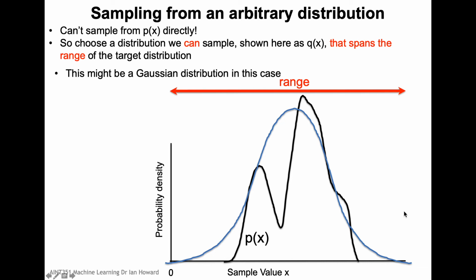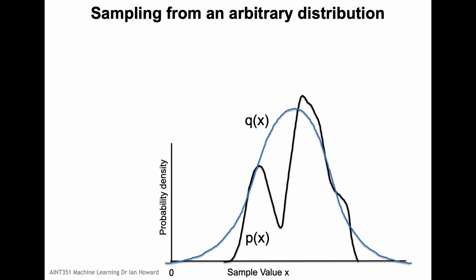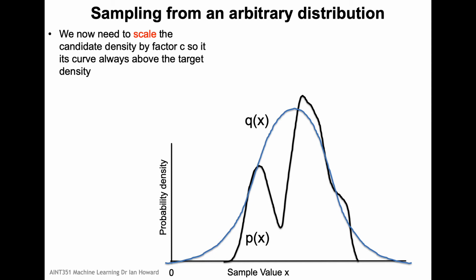In this case, you could also use a uniform, in which case it would just go straight up here, along here, and then down here. We're going to use a Gaussian as an example. I'm going to call this Q of X. This is the thing that we can sample from. Now, Q of X at the moment is actually not always above the distribution that we want to sample from. So we've got to somehow scale this so that we have a curve which is always going to be above there.